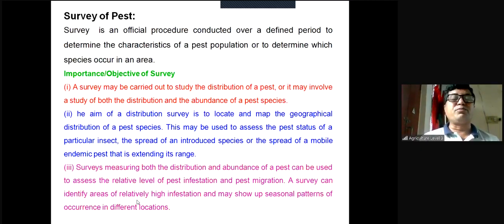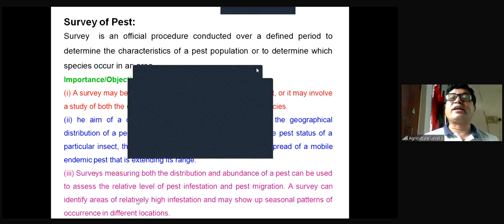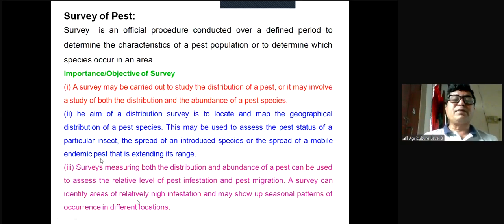Or the spread of a mobile endemic pest that is extending its range. Mobile endemic pest means a pest which remains in our country, but is moving from one area to another, from one district to another district, from one region to another region. And now the question is how far this pest is distributed or extended. How far? We can know it by surveying.